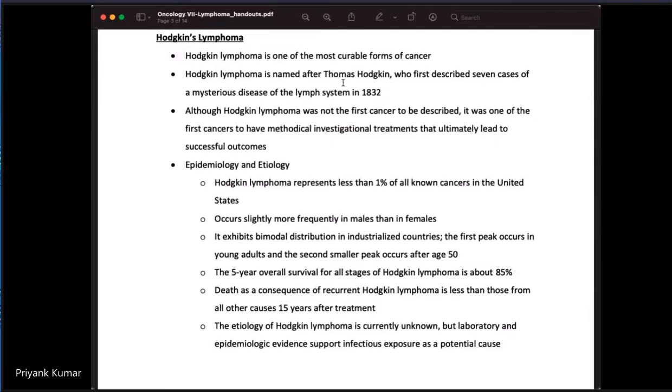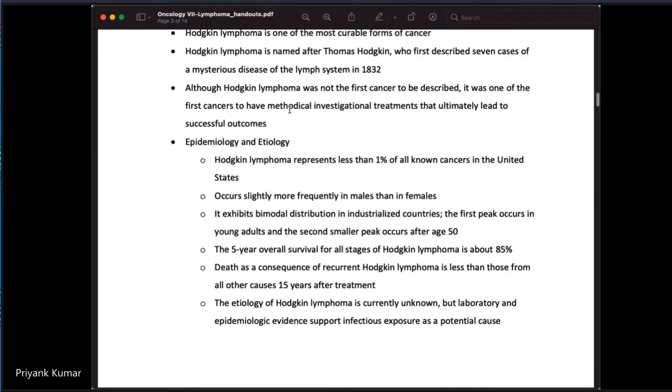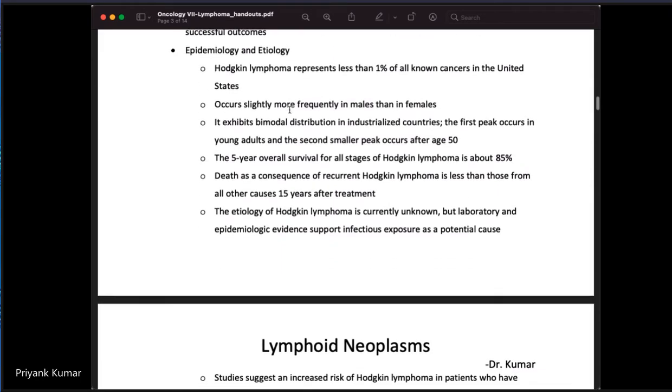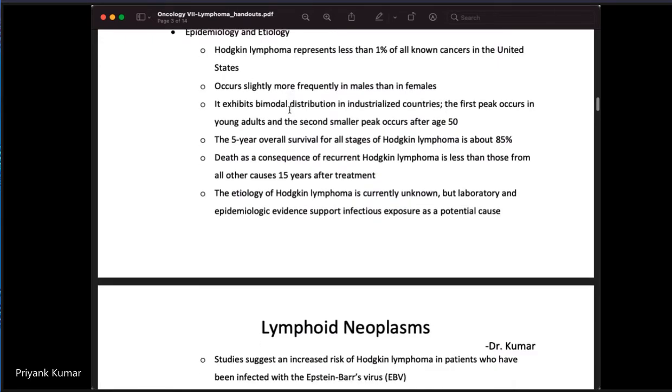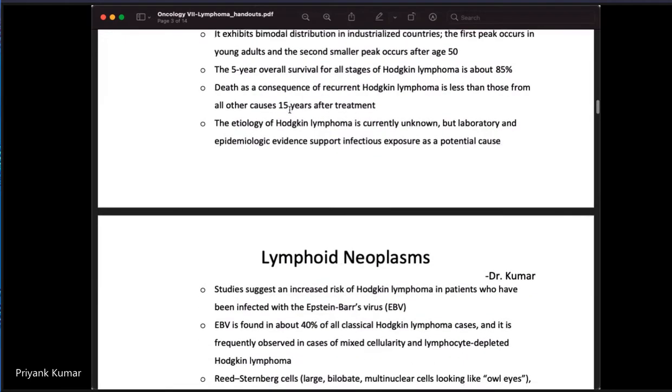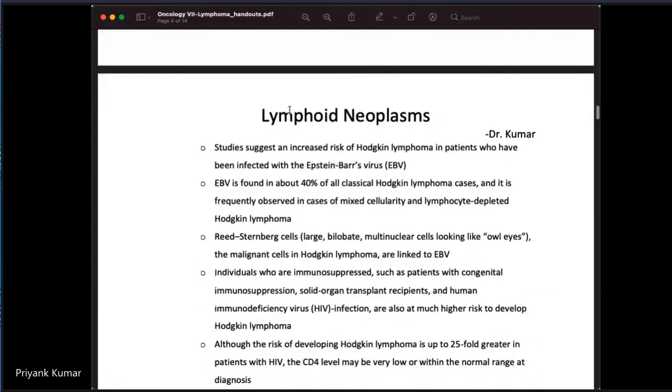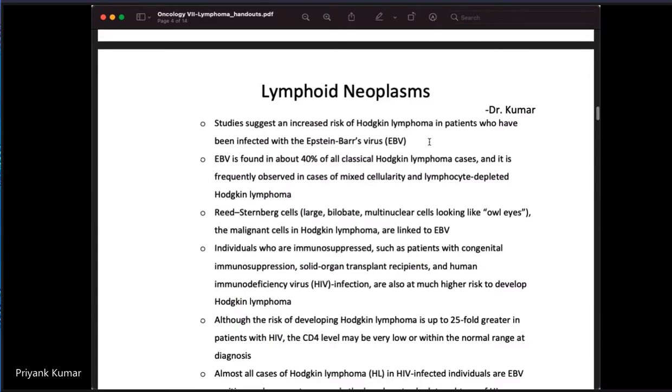This is a brief introduction overview of what Hodgkin's lymphoma is. It was discovered by Thomas Hodgkin, who basically described 7 cases of this disease in 1832. Now, epidemiology and etiology. Go over the epidemiology and etiology of Hodgkin's lymphoma. It's pretty straightforward. Studies have suggested that Epstein-Barr virus, EBV, is associated with the occurrence of Hodgkin's lymphoma.